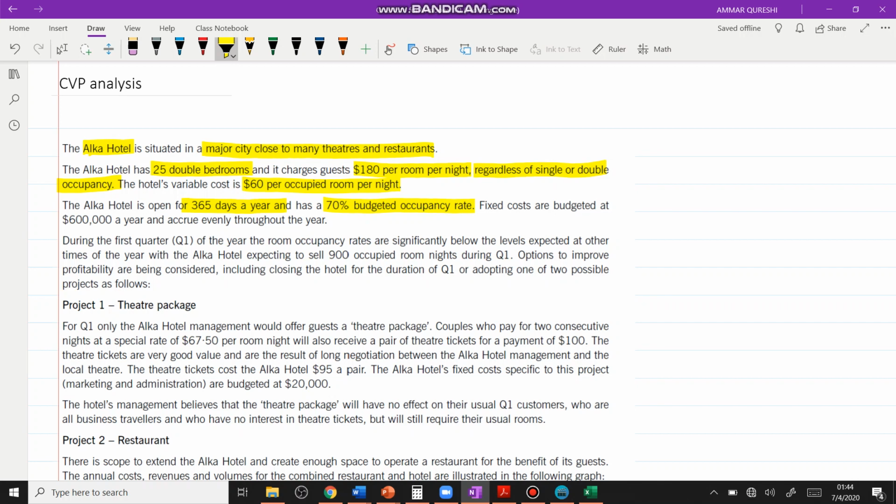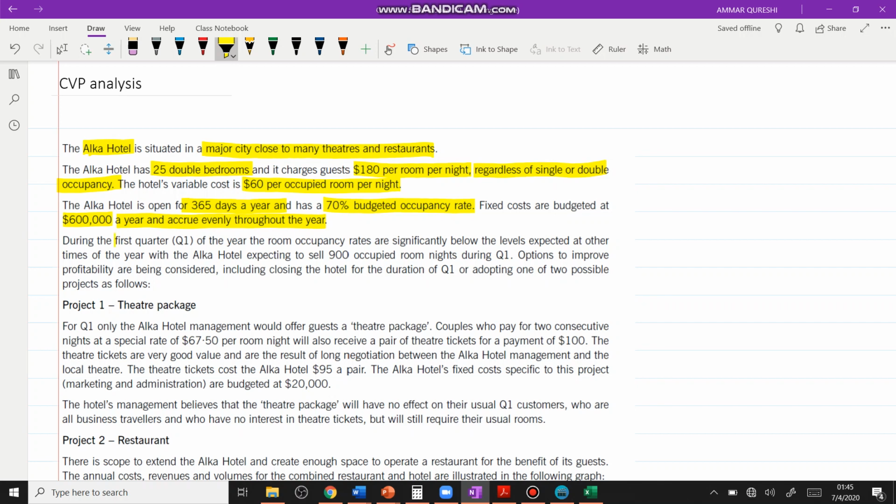70% budgeted occupancy rate means that if you have 25 rooms available, then out of 25 rooms, only 70% rooms will be occupied and 30% rooms will be free, I mean unoccupied. Fixed costs are budgeted to be 600,000 a year and occur evenly throughout the year. This statement means that fixed cost per month will remain the same. There is no change in fixed cost.